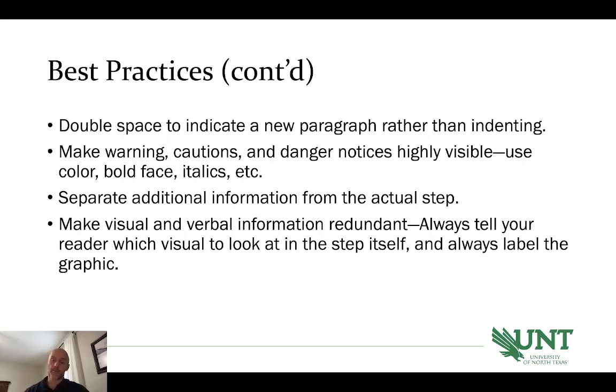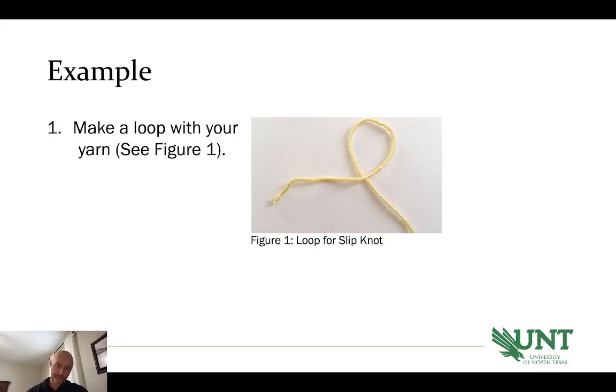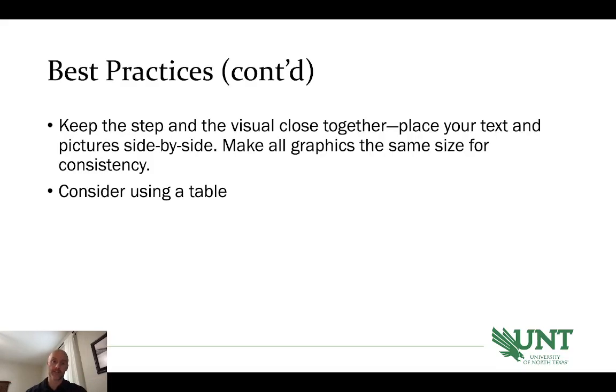And then make visual and verbal information redundant. So here's an example. Every time we have a figure, an image, or something that accompanies a step, we need to label that figure. So in this case, figure 1, loop for slipknot. And then in the step, where this figure applies, we need to reference the figure. So make a loop with your yarn, see figure 1. This is a real pet peeve of mine personally, when we just have these figures that are in a text that are labeled and they look really nice, but in the actual part of the document that I'm supposed to read, I don't see any references to them. You always need to have both of those things.